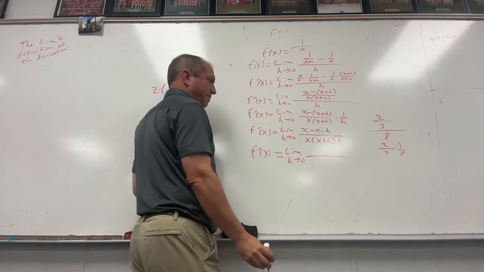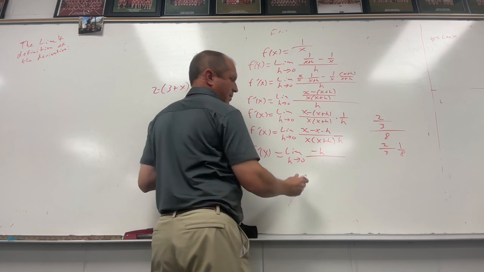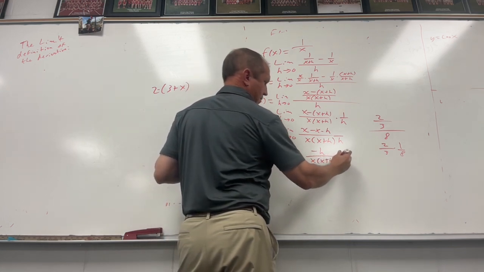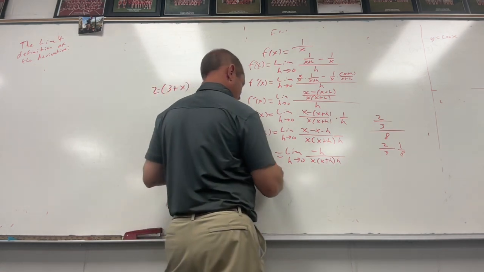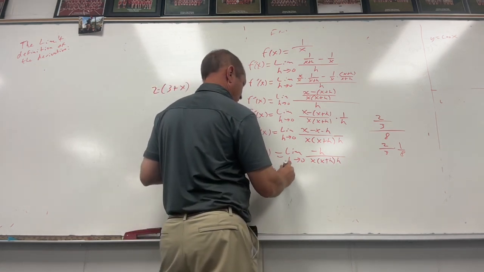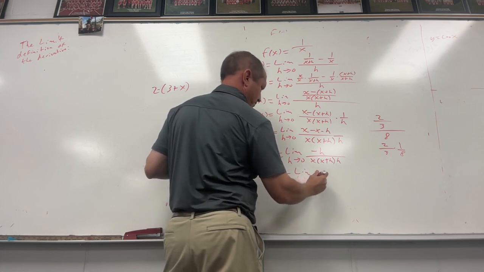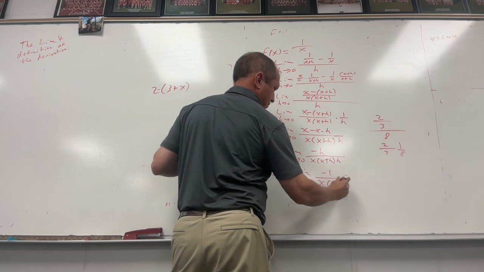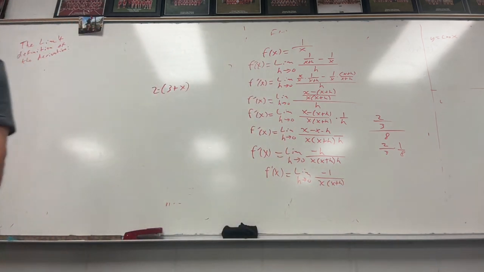So what's in the numerator? Negative h. Oh, my bad: x times x plus h times h. Could you cancel out the h's and put a negative 1 on top? All right. Now, what's special about that step? You can finally put in 0. At this moment, you can plug in 0 and not get 0 over 0.